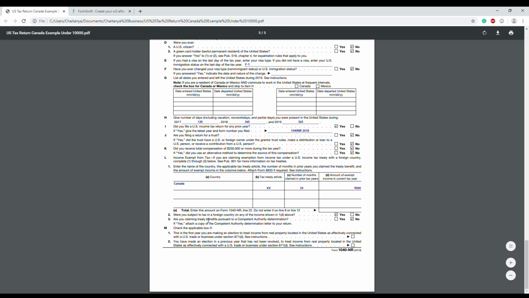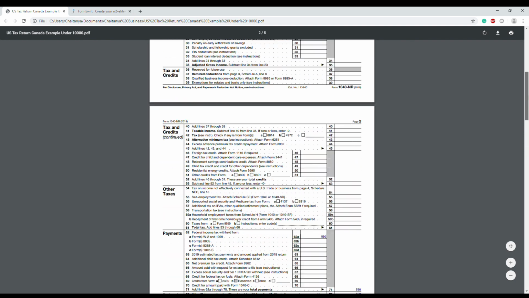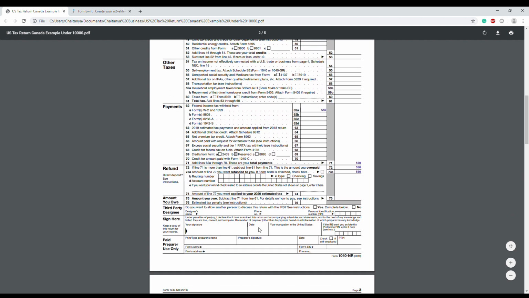Then it says, were you subject to tax in a foreign country? Yes, that's Canada, and this we say no. Once you're done all of that, you just want to scroll up here and put your signature, the date, your occupation, and fill out that information in this box. And once you're done that, then you're ready to mail.